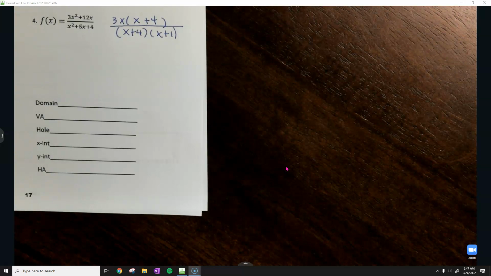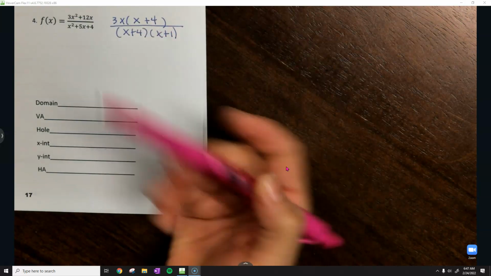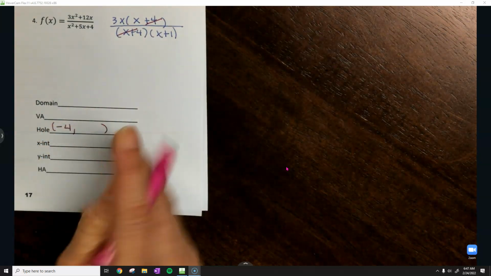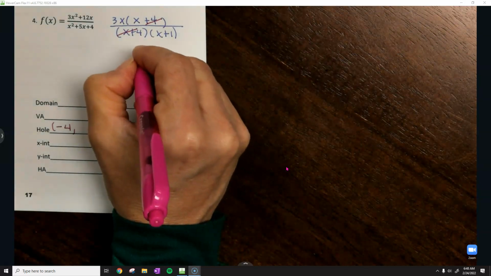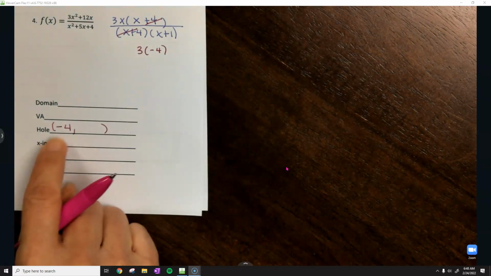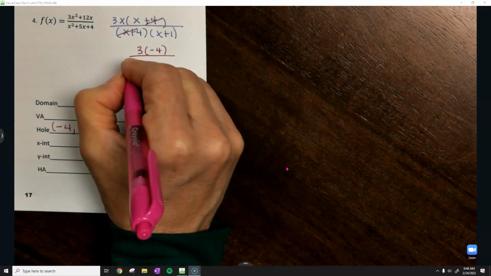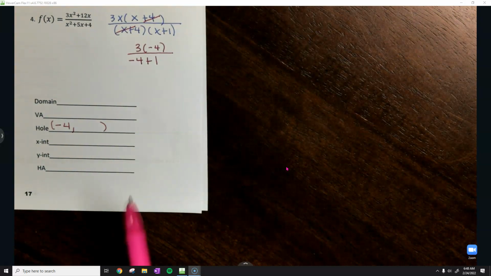So after you factor, you determine if there is a hole, and there is a hole here because we have identical factors canceling out. So I'm going to cross this out. And I'm going to go ahead and write -4, and then I'm going to leave a space to find the y-coordinate. Remember, to find the y-coordinate, we're just going to plug in the x-coordinate of -4 into what is remaining, and we're going to analyze our order of operations.